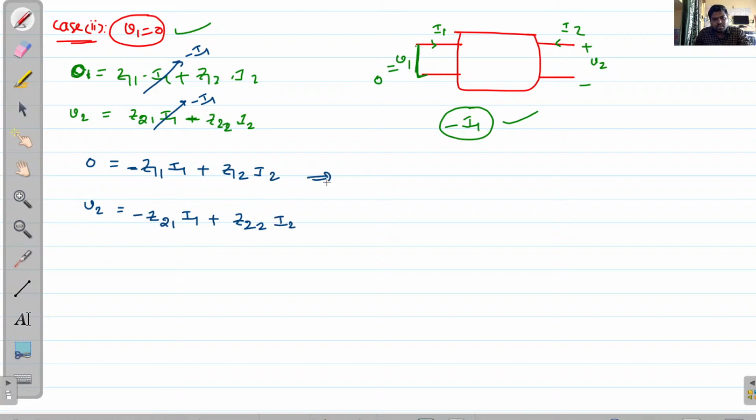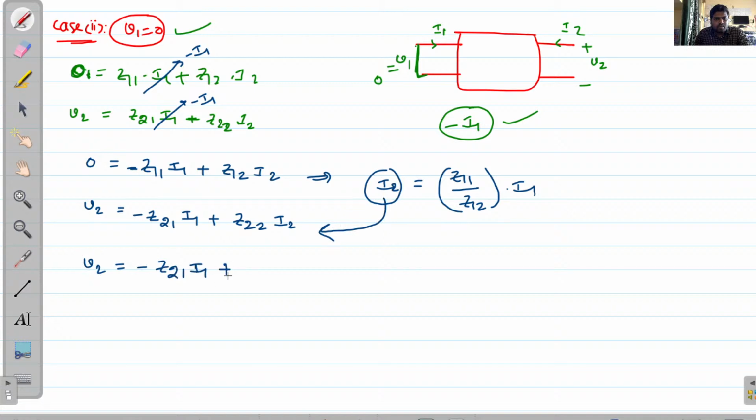So from this equation, we can find out I2 equals what? Z11 by Z12 into I1, right? So this is I2. Now you can substitute this I2 value in this expression. So what you will get? V2 equals minus Z21 I1 plus Z22 into, so here I2 equals Z11 by Z12 into I1. So that means the entire expression is converted into I1 format.